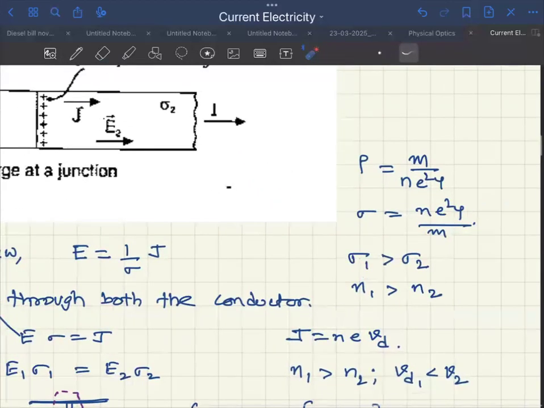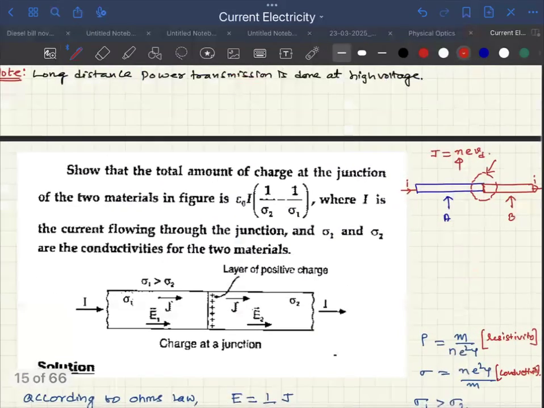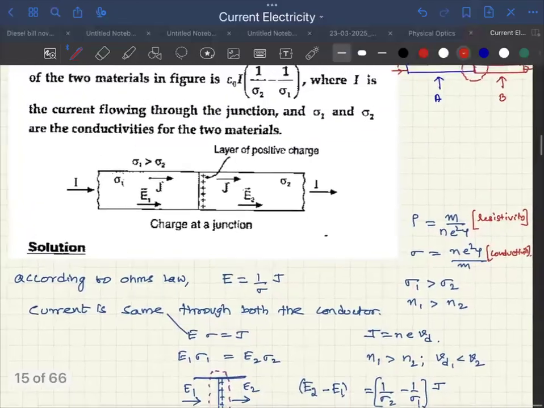Do you remember yesterday I have given this relation? Resistivity is this. Reciprocal of resistivity is conductivity. Do you remember all these relations? Yesterday only I have given. After the end of this class, I will post the notes. This is resistivity and this is conductivity. So I am taking sigma 1 greater than sigma 2.